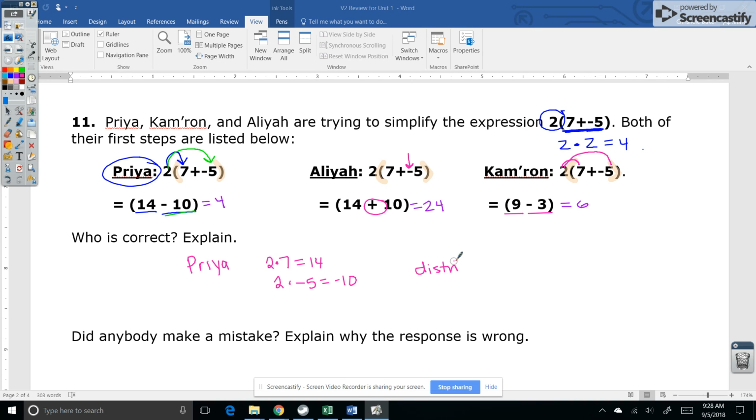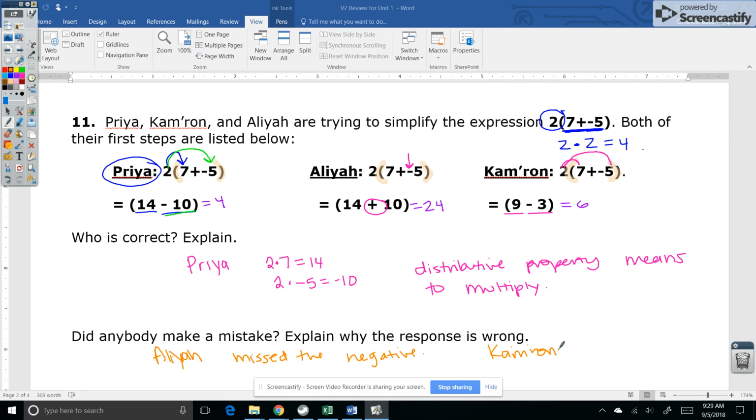Distributive property means to multiply. Also, I did the problem a different way, so you could write about that too, that you simplify inside of the parentheses first. Okay, the next part says, does anybody make a mistake? And yes, we could say that Aaliyah missed the negative. And Cameron added.